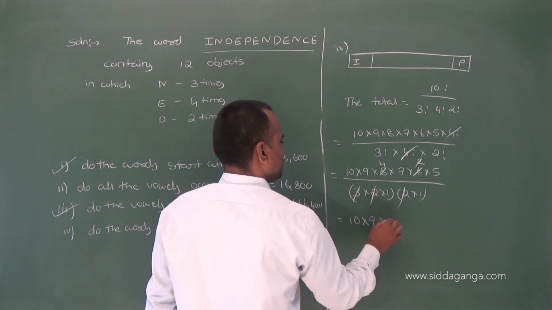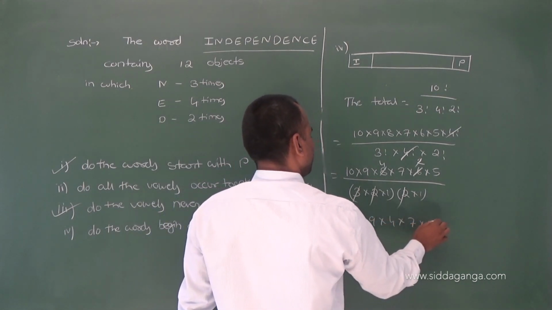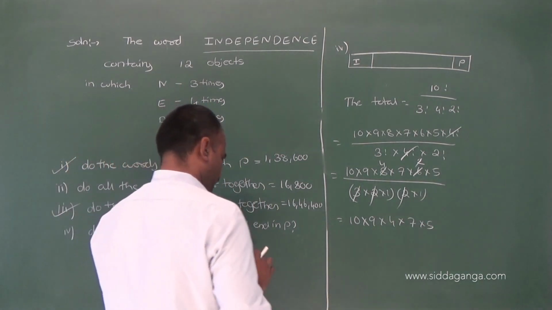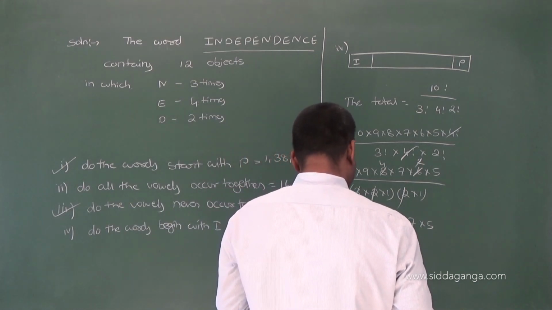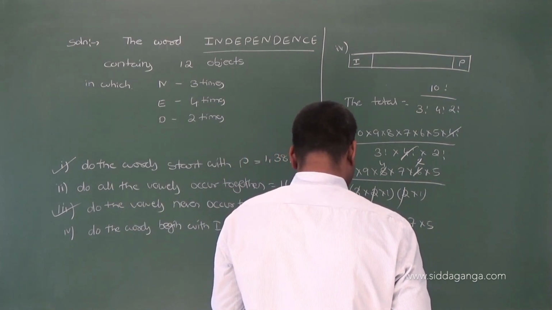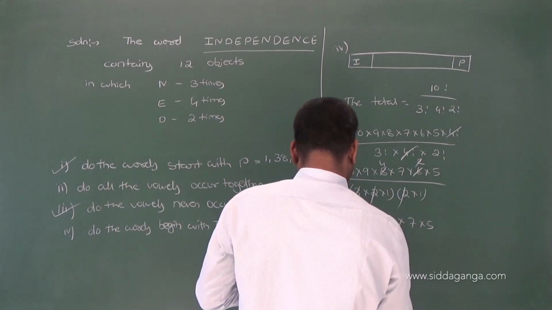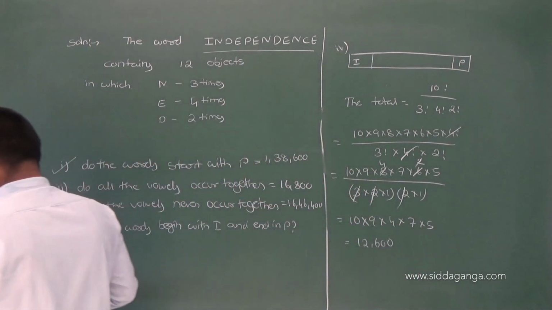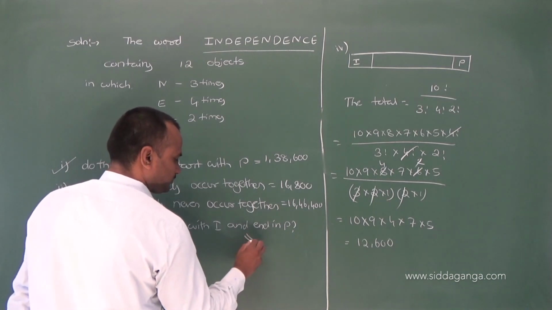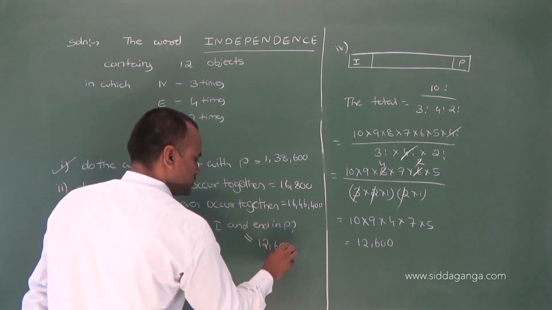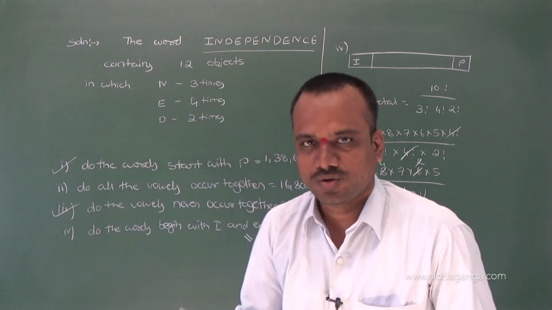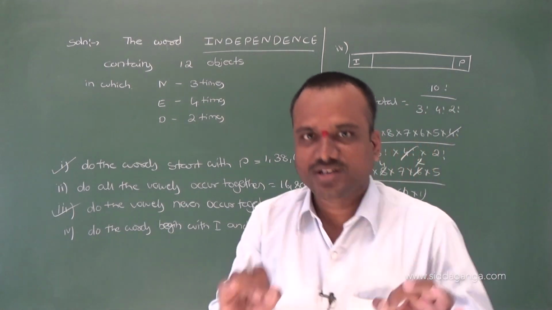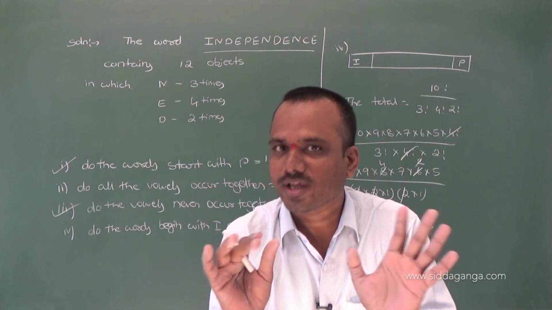10, 9, 4, 7, 5. Calculate. 10 into 9 into 4 into 7 into 5. 12,600. So the last answer is 12,600. See the questions one by one. 12,600. This completes the concept of permutation.